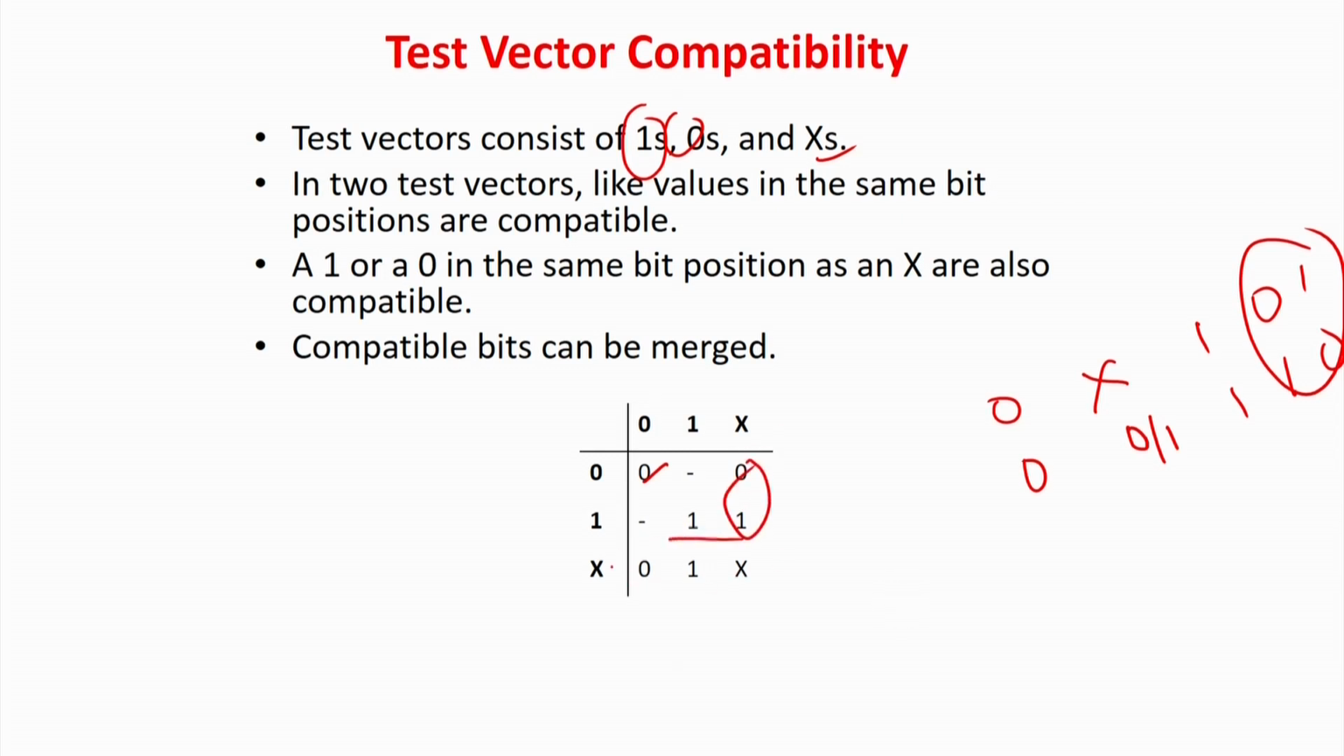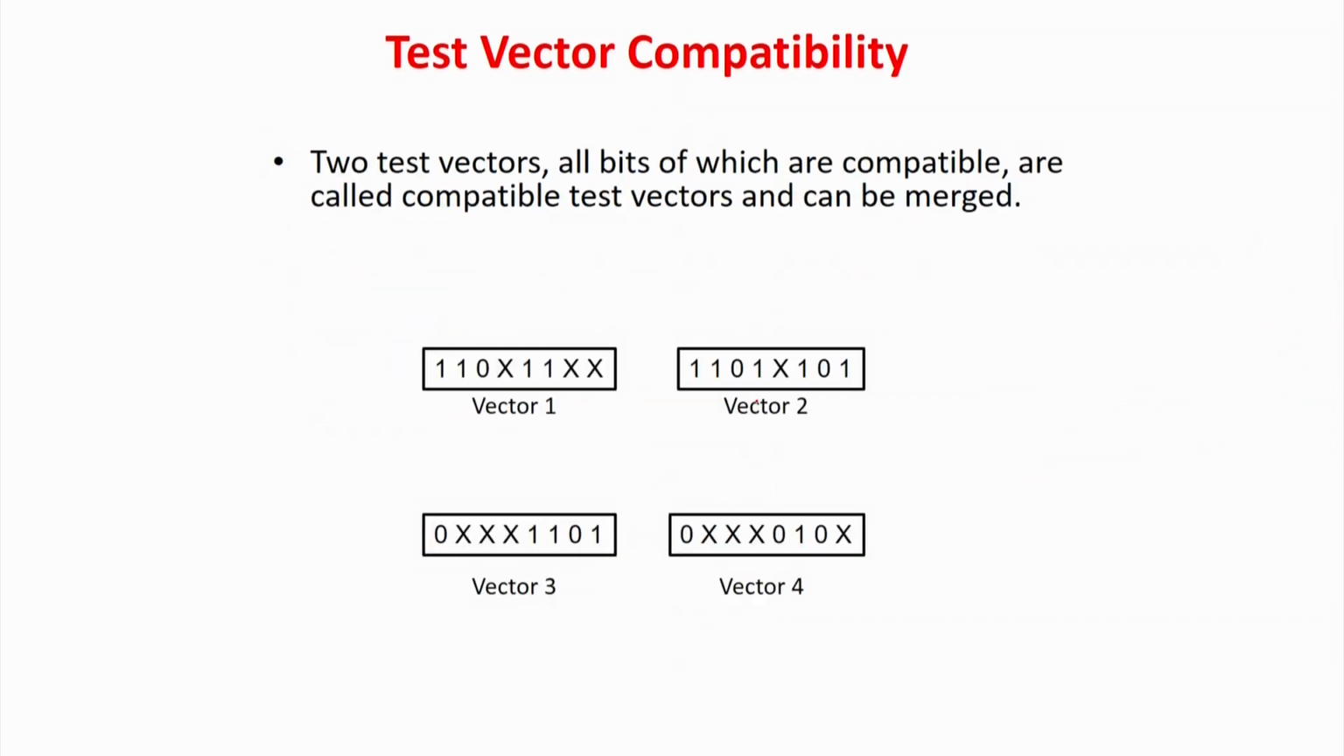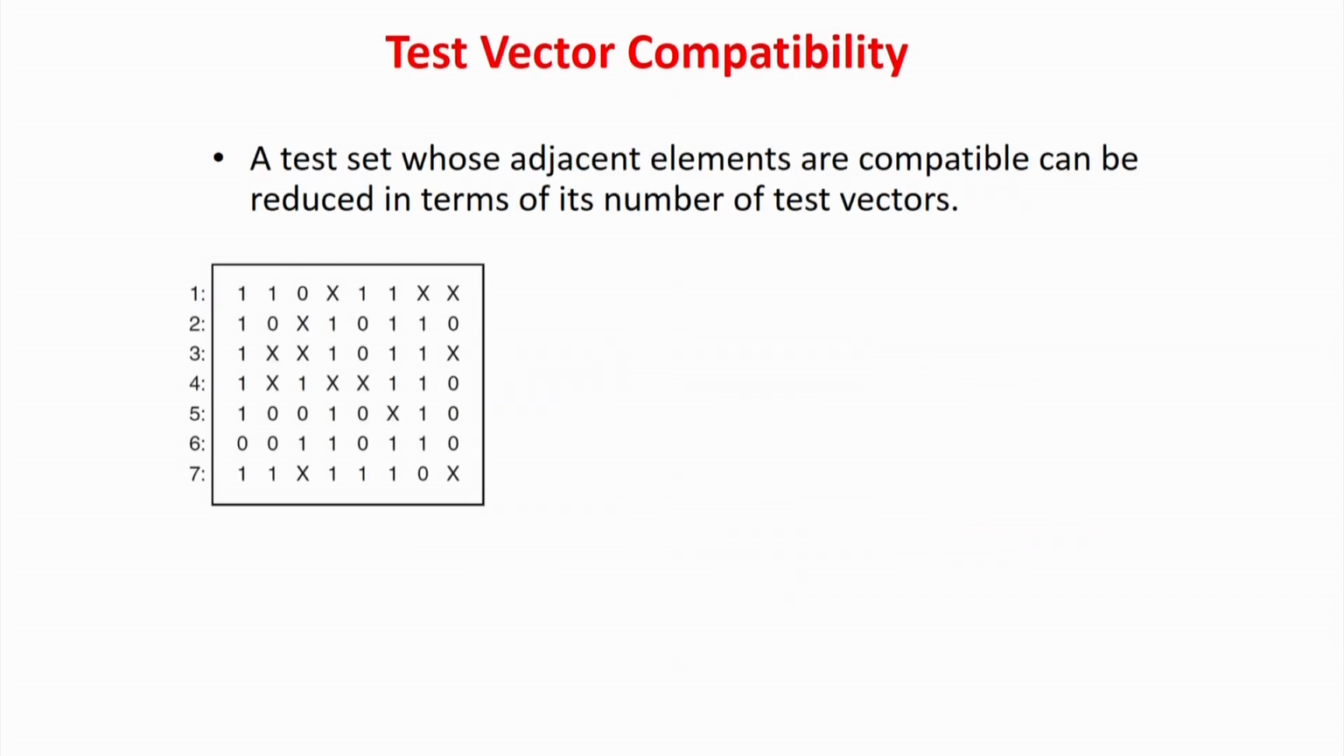Similarly, x can be compatible with everything. So compatible bits can be merged, very obvious. For example, there are two test pattern vectors which are generated, and you can see that they are compatible because you can see the 1 over here and an x over here, so it is a compatible set. And non-compatible is here because in this position this is a 1 and this is a 0, so these two vectors cannot be merged, basically non-compatible.